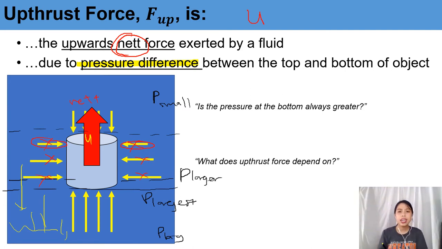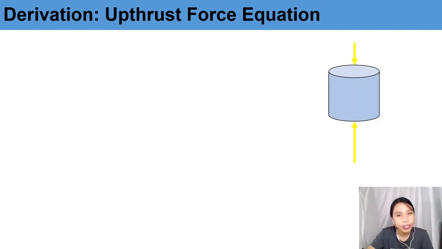Another common question is, so what does the upthrust depend on? The magnitude of this upthrust force. What are some factors? The shape? The volume? I won't answer this question right away. We'll look at the next slide first. The reason why I didn't answer that question here is because I want to go through the derivation first.